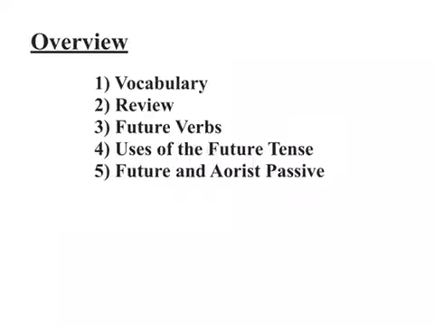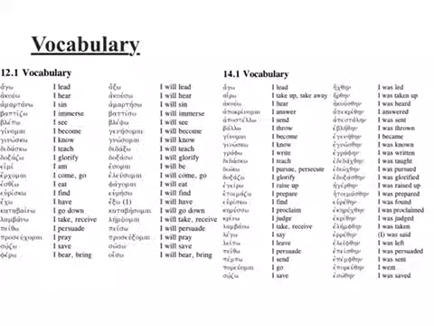So overview, which I haven't been doing overviews, but I decided to do one today. It looks different on my screen than on there. But so number 1 is vocabulary. 2, review future verbs, the uses of the future verb, and also the future and aorist passive, because they kind of have the same thing that helps you out. So vocabulary. Let's just do 14.1 together. How about that?